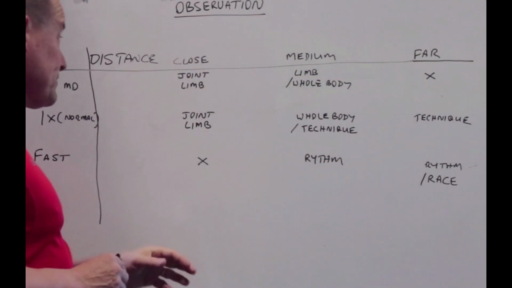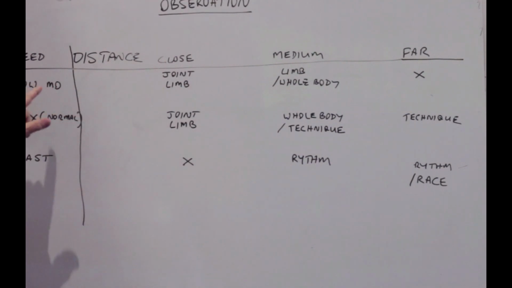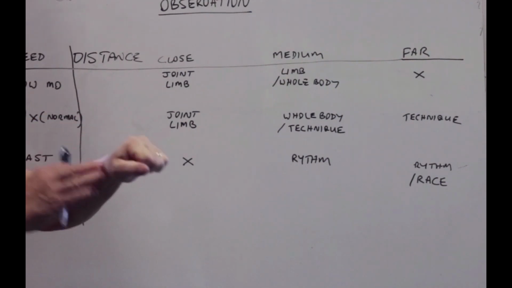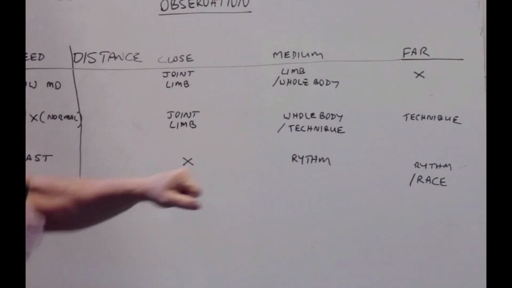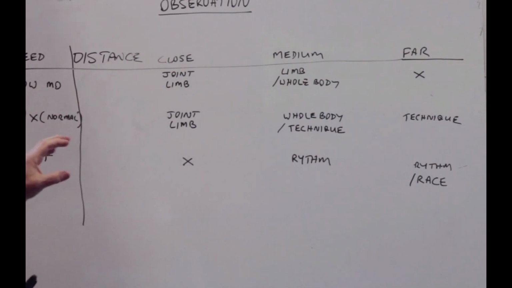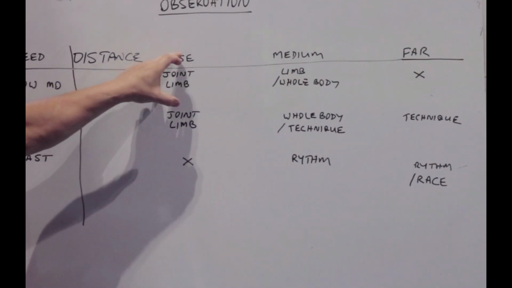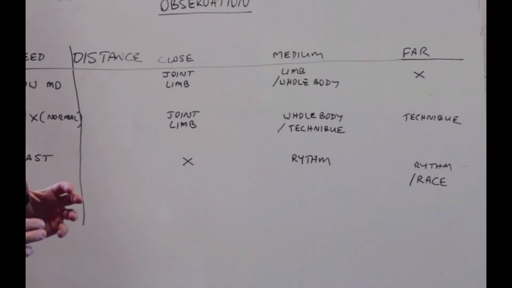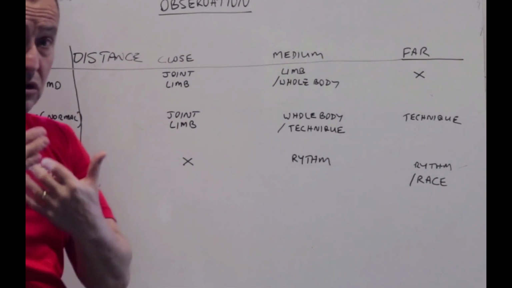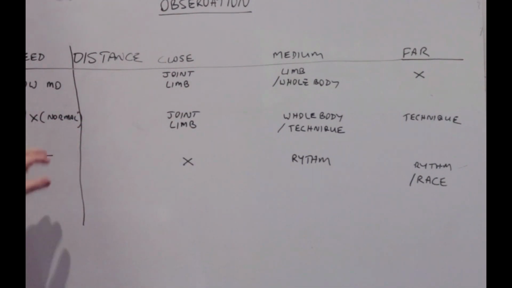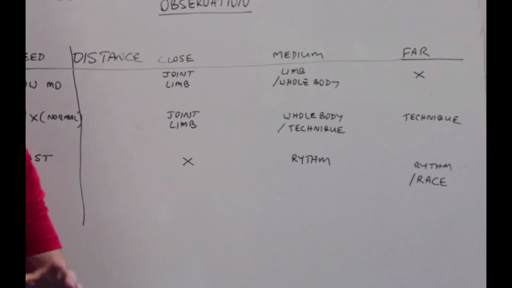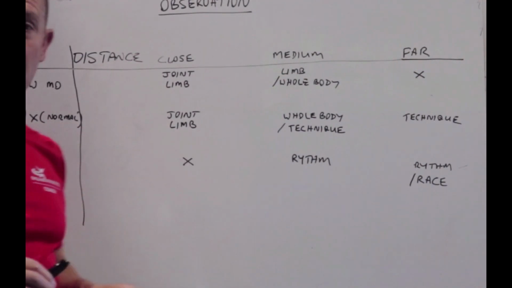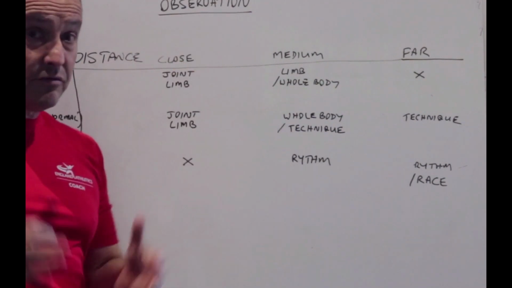I shall explain. If we are looking at slow motion and we are close, we would be looking at the joint or a limb perhaps, and that would be the limit of what we'd be looking at there. If we're looking at close distance and normal speed, we're looking at a joint or a limb because we're too close to see the whole body, for example. You would not, in my opinion, although I may be wrong, use fast speed observation when you're close up. It's just too much information to process.